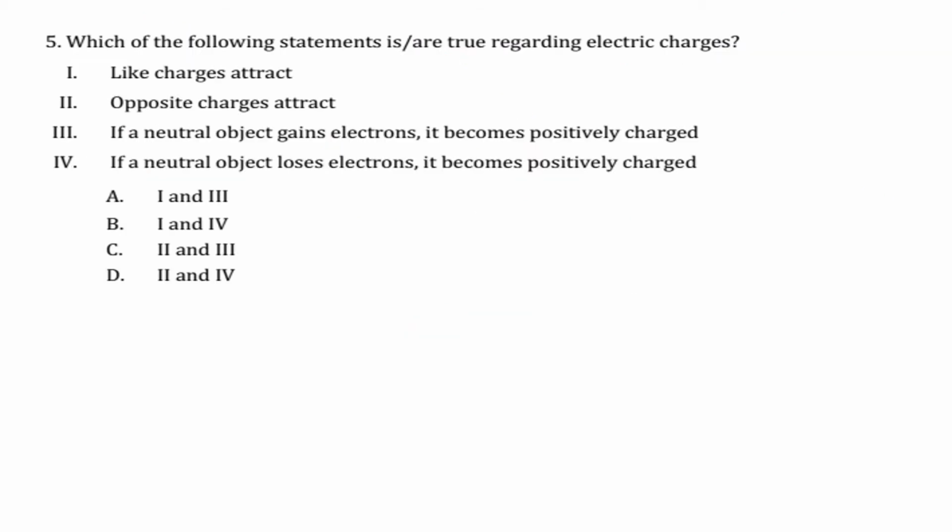Which of the following statements are true regarding electric charges? Statement number 1, like charges attract. It's wrong because like charges repel. Second statement, opposite charges attract. This is correct. Third statement, if a neutral object gains an electron, it becomes negatively charged. The statement says it becomes positively charged, which is wrong because this should be negative.